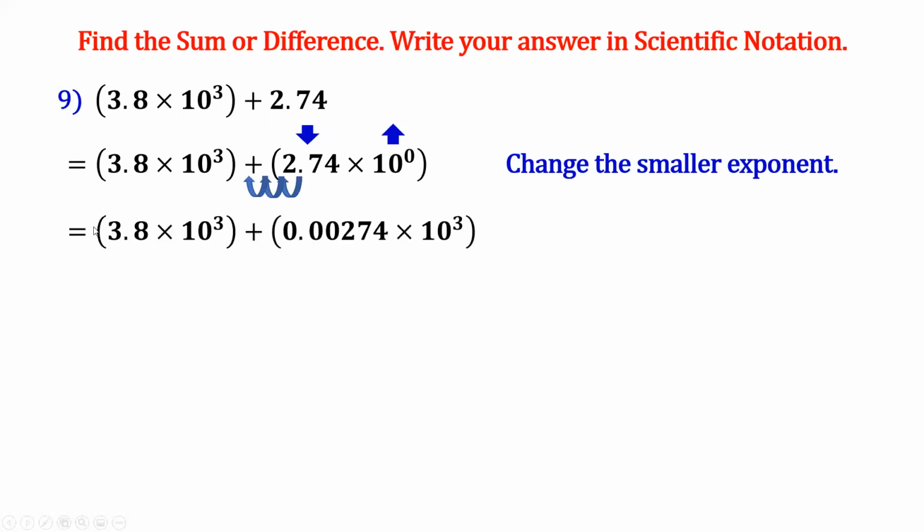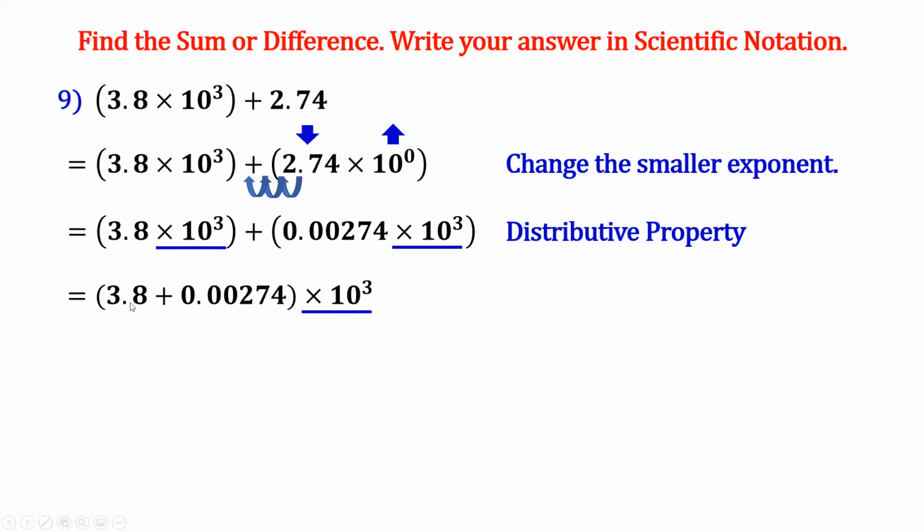The problem will now look like 3.8 times 10 to the third plus 0.00274 times 10 to the third. I now have the exponents the same. I can use the distributive property, pull out what they have in common. This is a simple addition problem. 3.8 plus 0.00274 gives me 3.80274 times 10 to the third.